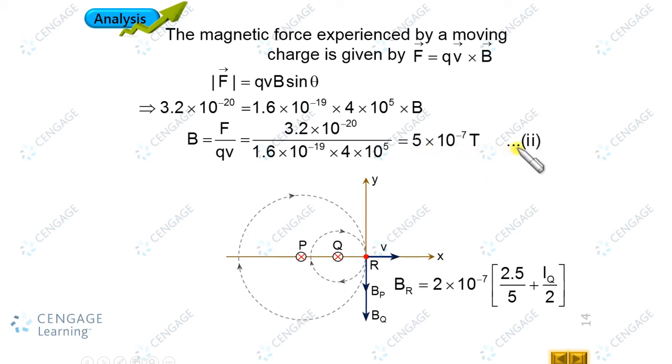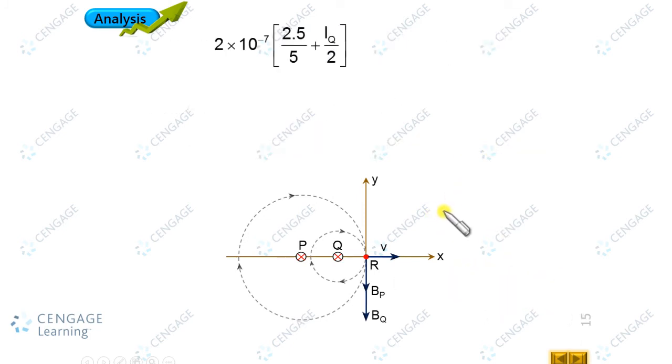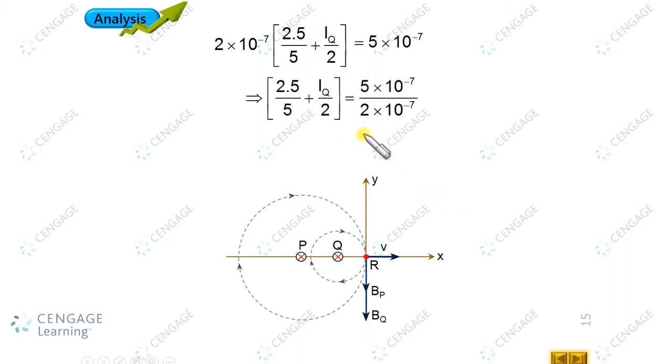Say this is equation number 2. And we have calculated the net magnetic field from this information: BR equal to 2 into 10 to the power minus 7 times the bracket term, 2.5 divided by 5 plus IQ divided by 2. So this quantity should be equal to this much. Let us substitute this value. Now we can find the value of IQ. This is the IQ value, IQ equal to 4 ampere. That means the current in this wire should be equal to 4 ampere.